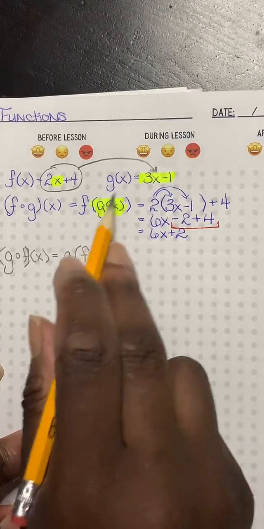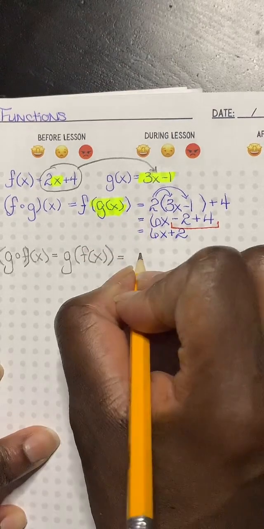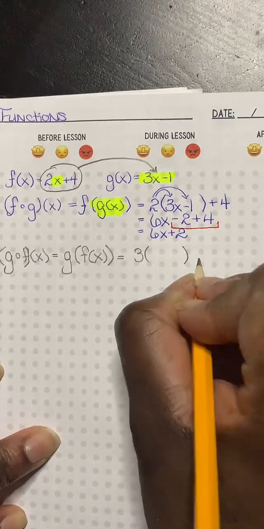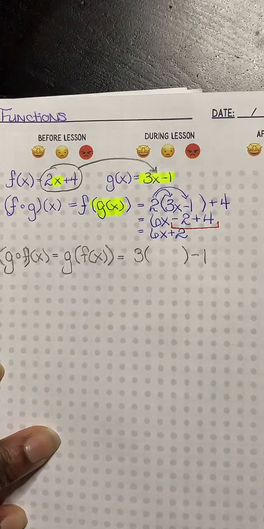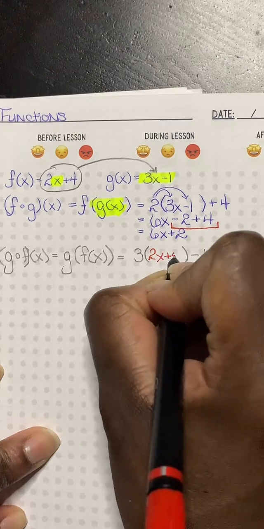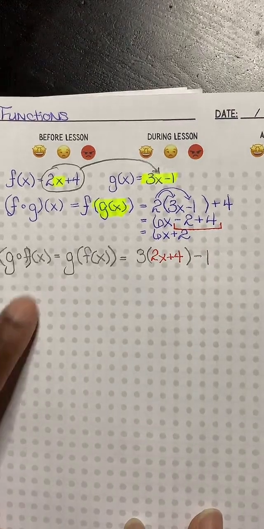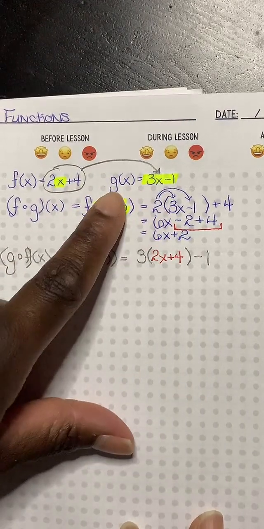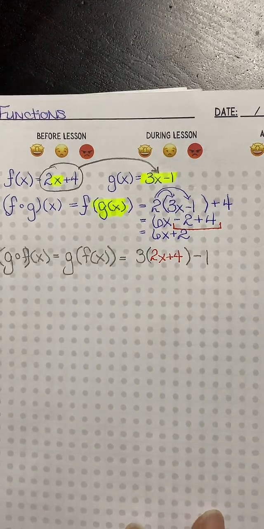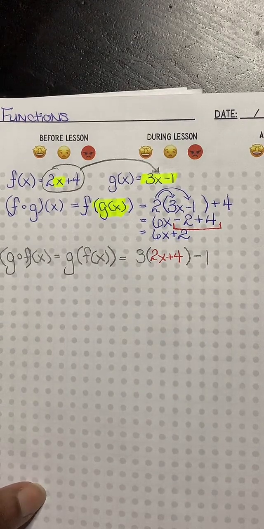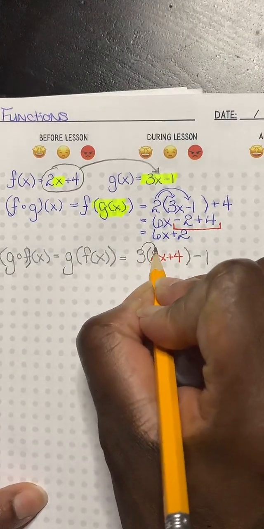So the f of x is going into the g. That means my outer is going to be 3, and I have a parenthesis, minus 1. And what's going in is my 2x plus 4. So the f function is going into the x value in the g function. Once you do that substitution, now you can just go ahead and work your distribution.